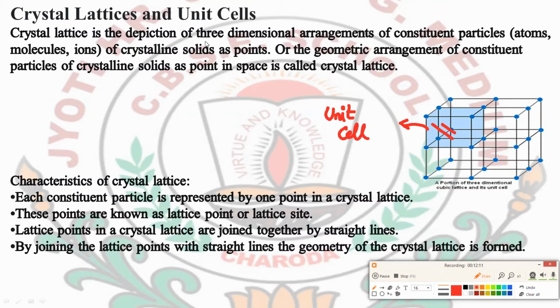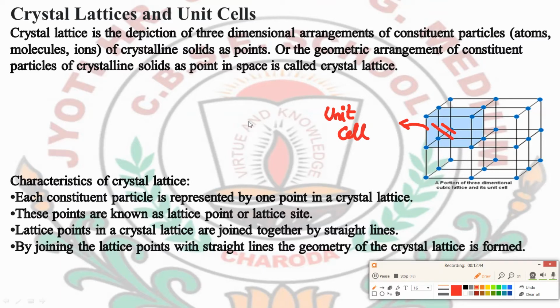Next, the geometric arrangement of constituent particles of a crystalline solid as points in space is called a crystal lattice. So this arrangement here in 3D space is in the form of a cube. This cubical form of arrangement is known as the crystal lattice. And the single unit arrangement by which this whole lattice is formed is known as the unit cell.